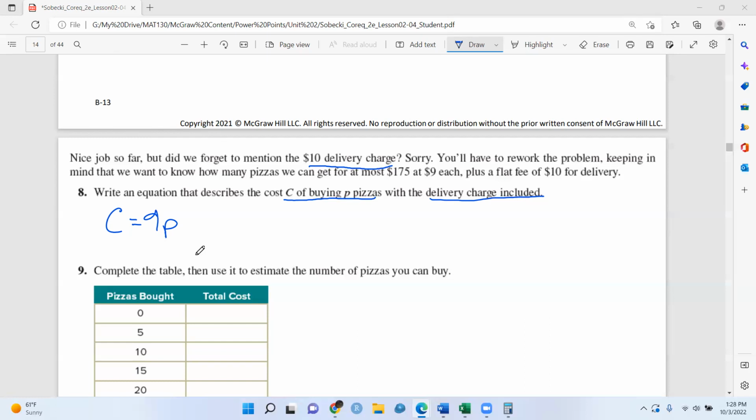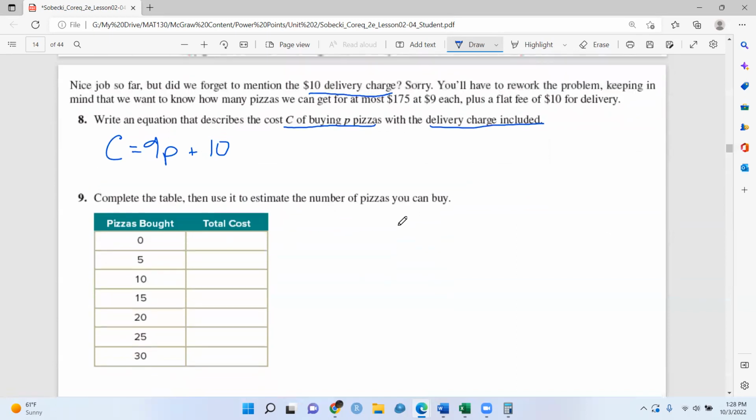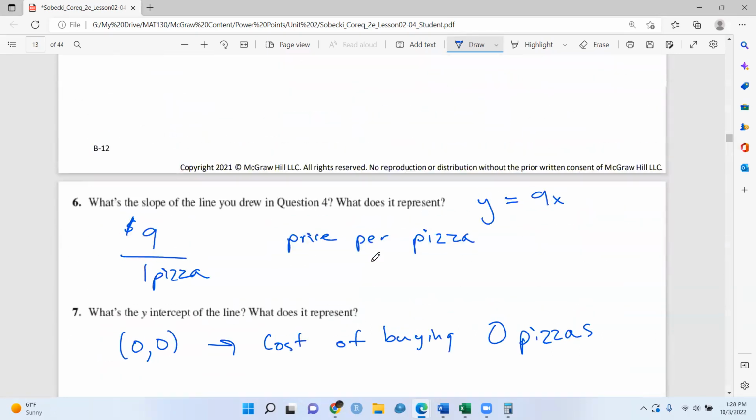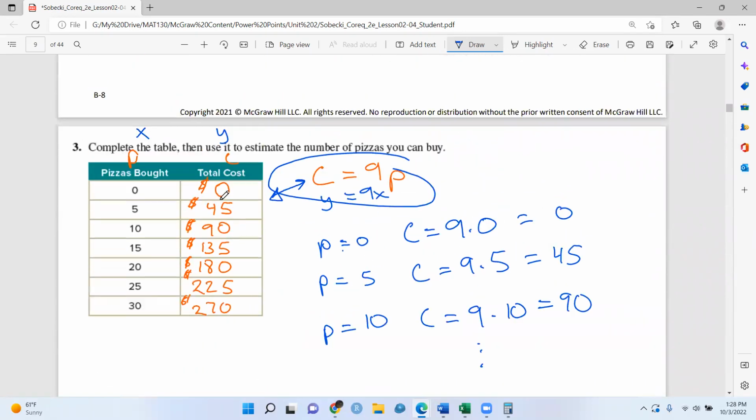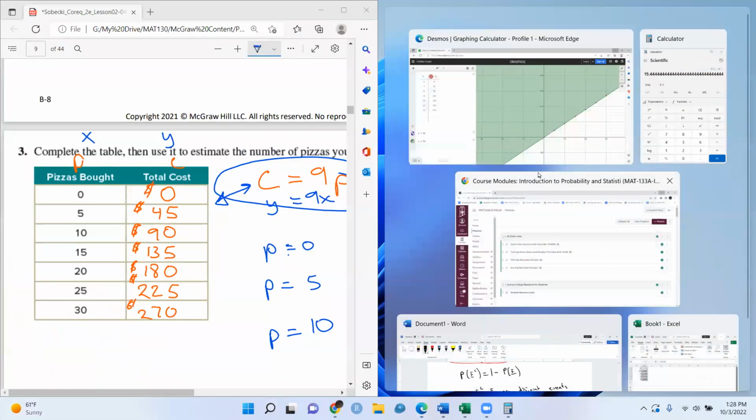Love it, Mike. Yeah, all we're going to do is add to the 9 times the pizzas that we're buying the $10 extra, and we get a new total cost. So, of course, that changes all of this, right? So now our starting value is 10, and then we're going to take each of these values back here and just add $10 to it, and we've got the table filled out.